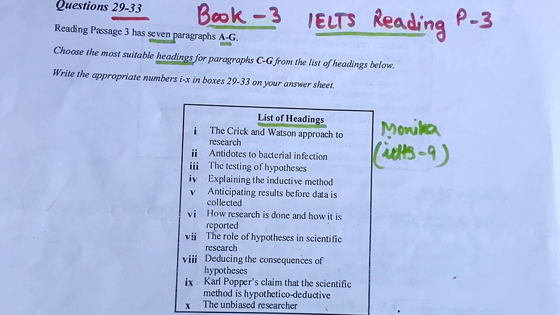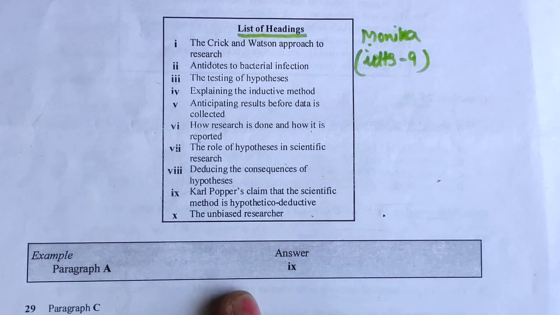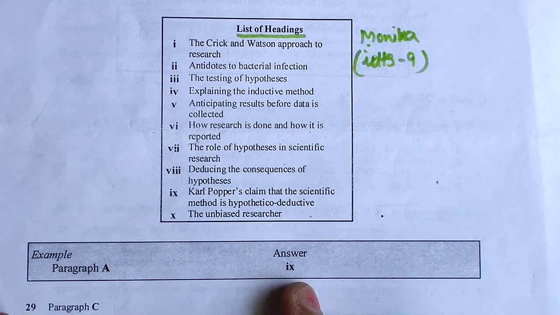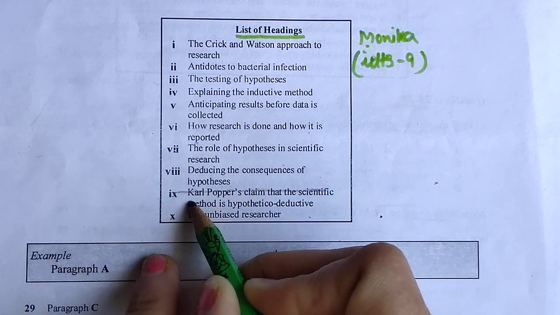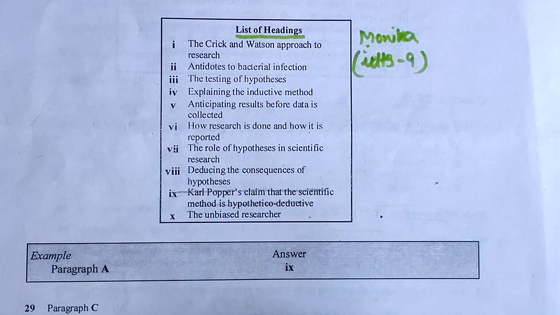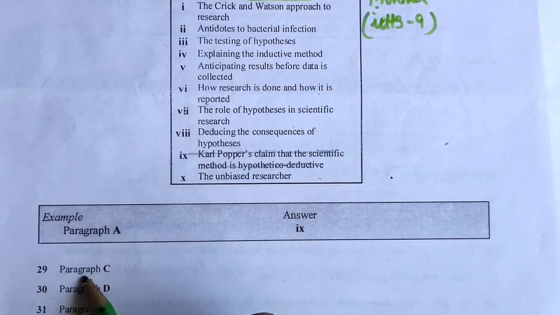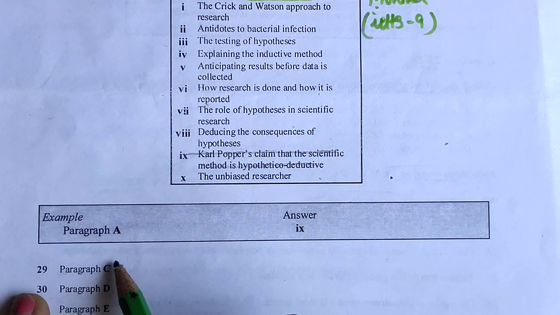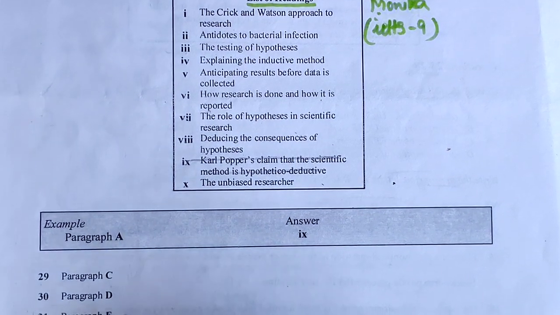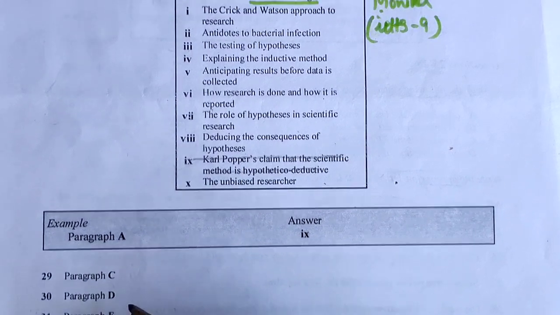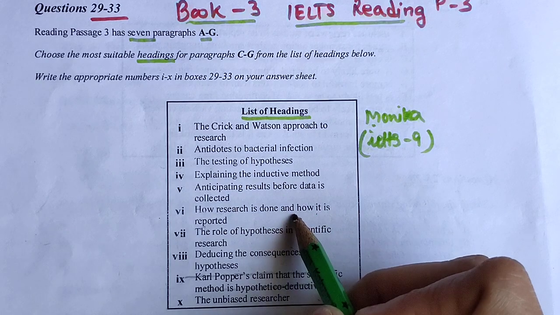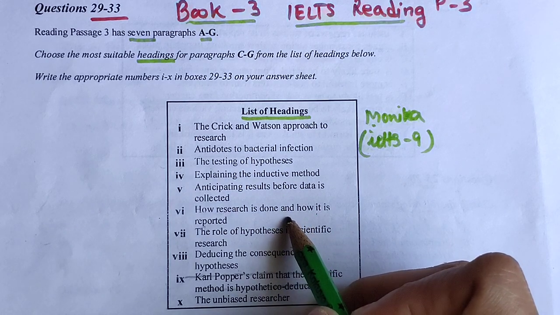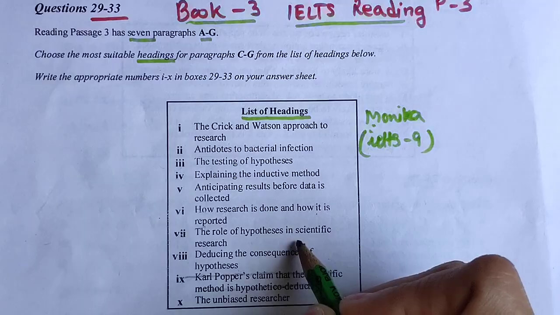Of course, these are old books, so they have given one option. For paragraph A, they have already selected the 9th option. It means we will cut it from our list of headings. And of course you can see there is no requirement for finding a B paragraph for this list of headings. So we will start reading from C paragraph, but before that we need to read these list of headings, understand them and find the keywords from there.